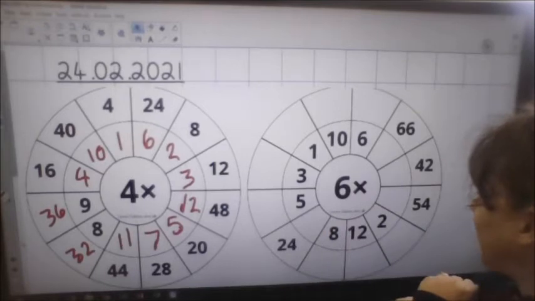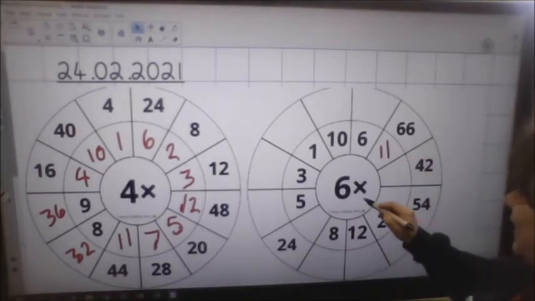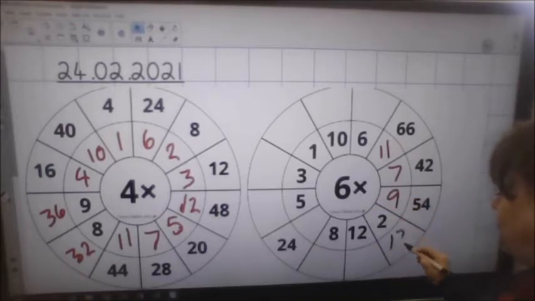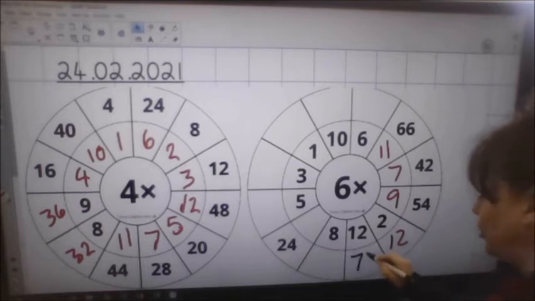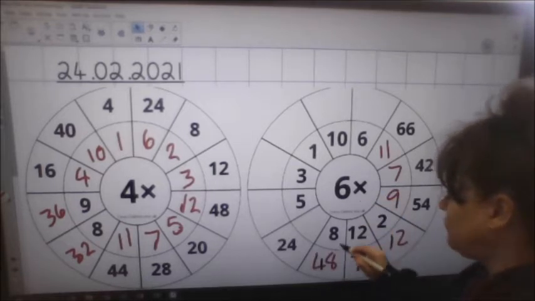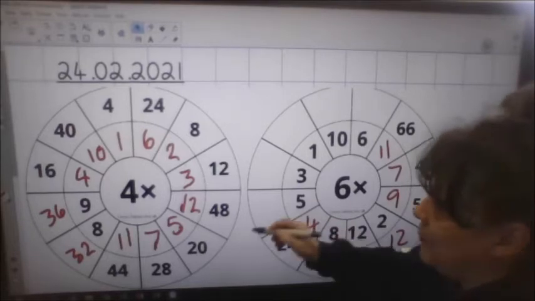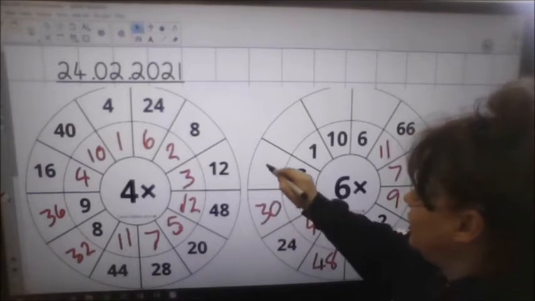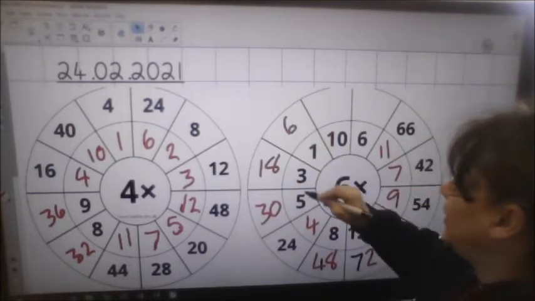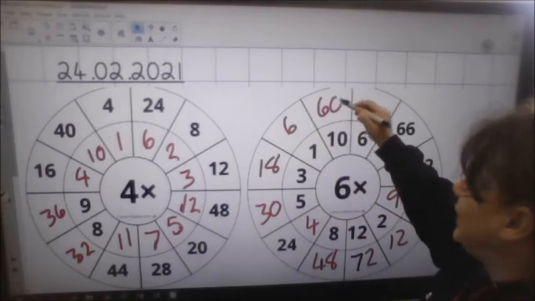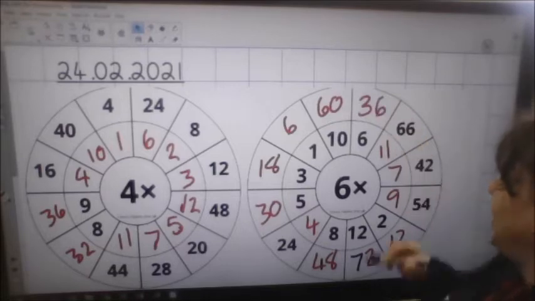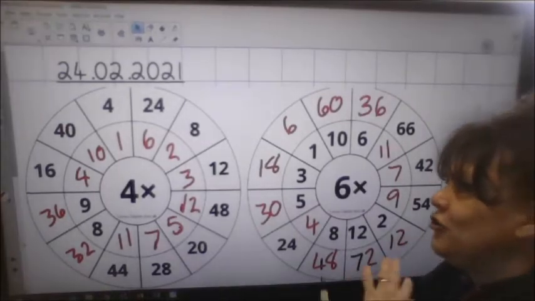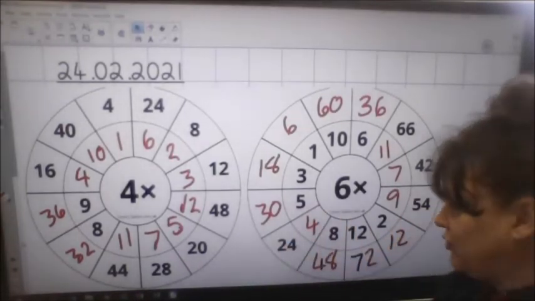Let's have a look at our 6 times table then. So 6 times 11 is 66, 6 sevens, 42, 6 times 9 is 54, 6 times 2 is 12, 6 times 12, 72, 6 eights, 48, 6 times 4, we know that because 4 times 6, so 6 times 4 is 24, 6 fives are 30, 6 threes are 18, 1 times 6 is 6, 6 tens are 60, and 6 sixes are 36. So hopefully you've managed to do incredibly well and you've remembered both of those times tables.